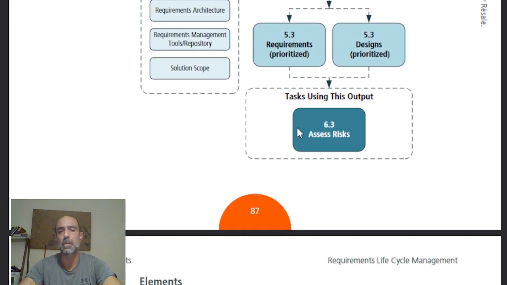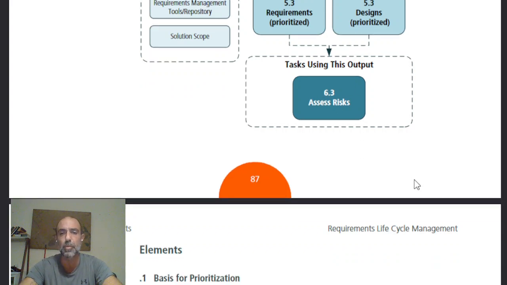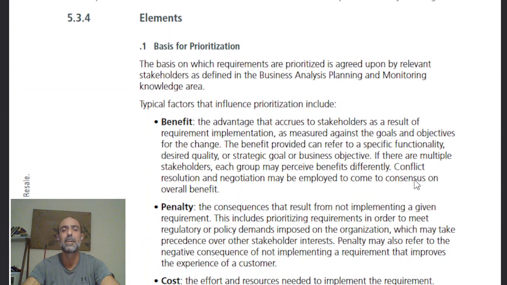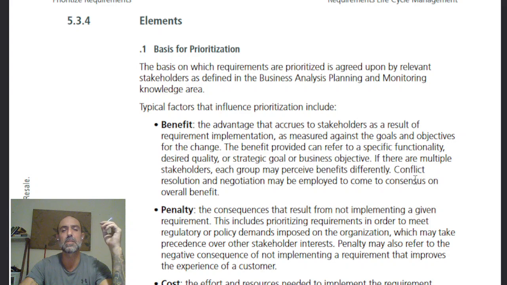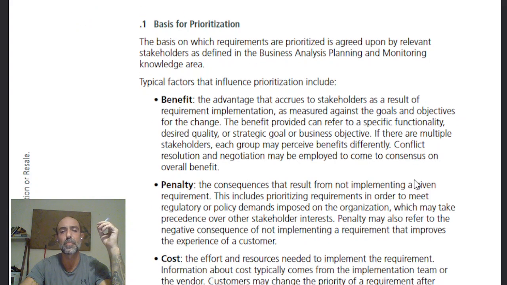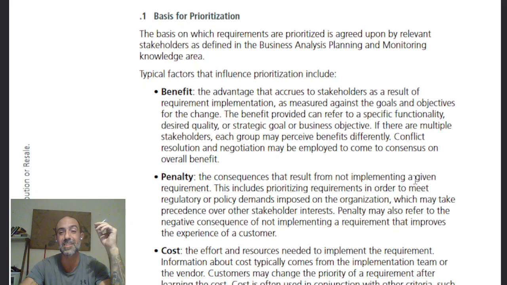And all of them feed into the risk assessment part, I guess. Assess risk, which is chapter 6.3. Well, don't worry, we'll get to that. What are the elements of it? Basis for prioritization. The basis on which requirements are prioritized is agreed upon by relevant stakeholders as defined in the business analysis planning and monitoring knowledge area. Wow. So here, agreed upon by relevant stakeholders.